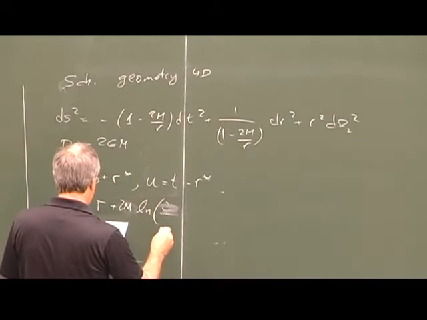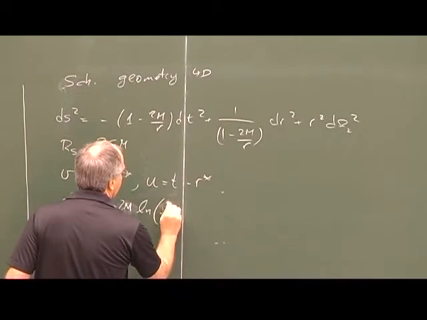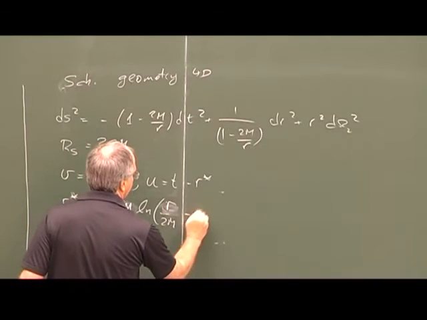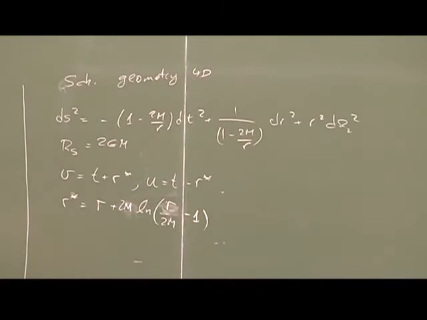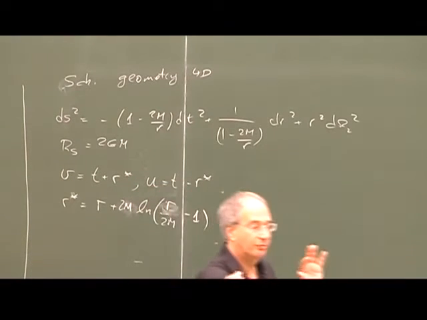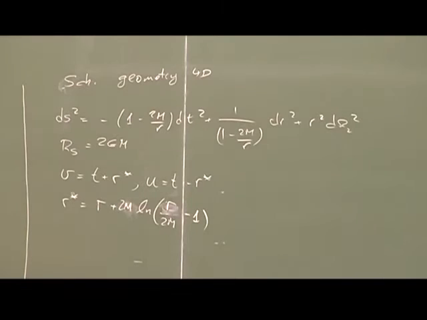To m ln of r over 2m minus 1. Okay, and now, this is the Schwarzschild geometry, and we will be interested in the geometry of a collapsing body. What we will discuss in particular is the geometry of a collapsing shell of matter.